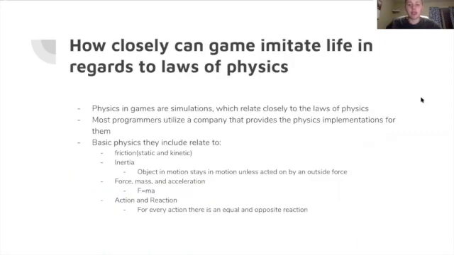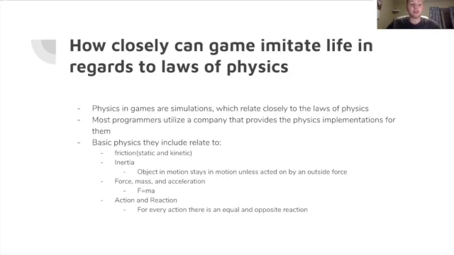So how closely can a game imitate life in regards to the laws of physics? Physics in games are simulations. They relate really closely to the laws of physics, but they aren't exact. And like I said before, most programmers utilize a company that provides the physics implementations for them. This makes it simpler, and then there's a wider range of people that can use this for their games.